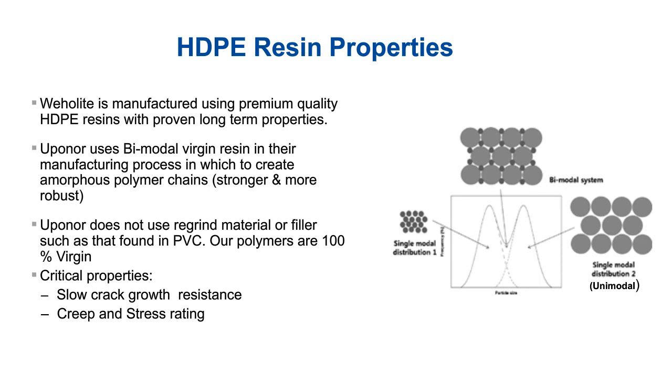Getting into the properties of HDPE, there are different types, from back in the 1920s to present day. Technology has evolved, and so have the chemistries within resins. Uponor uses a bimodal resin, and simply put, it provides us a resin that has greater structural properties than a unimodal that is commonly found in the market today. It provides greater structural integrity, greater resistance to crack propagation, better stress ratings, and so on. The other aspect to Uponor is we don't use any regrinds or any filler in our materials, which allows us to have very tight control over the characteristics of our products.